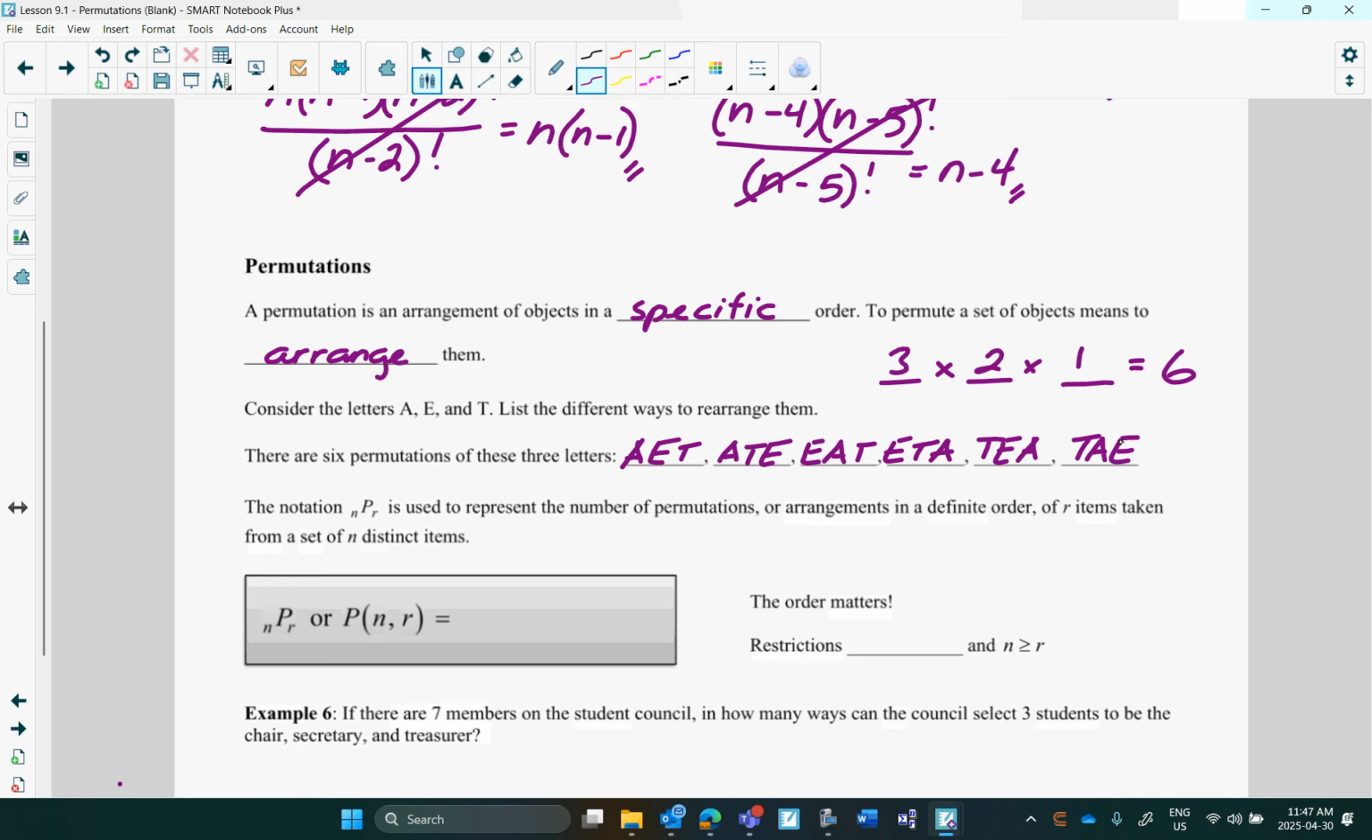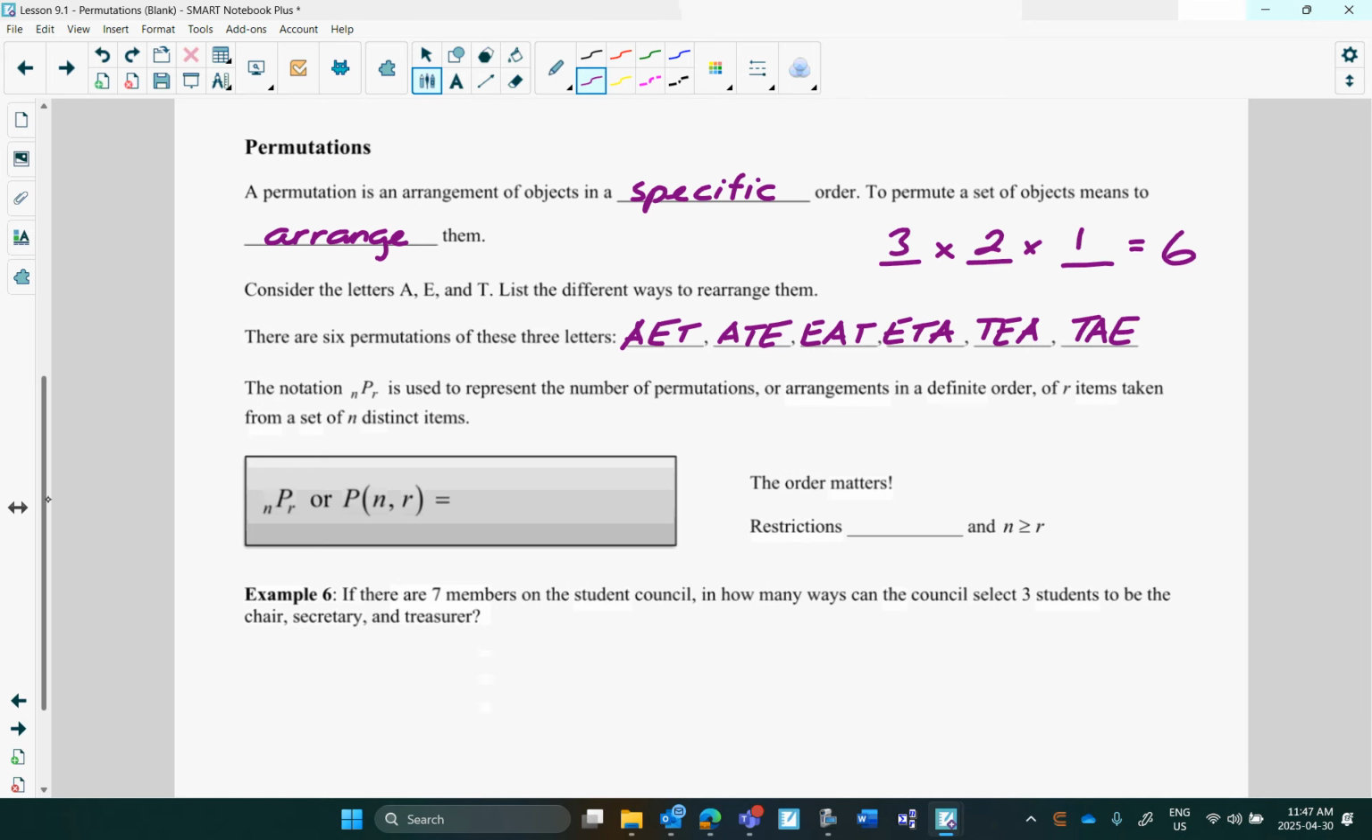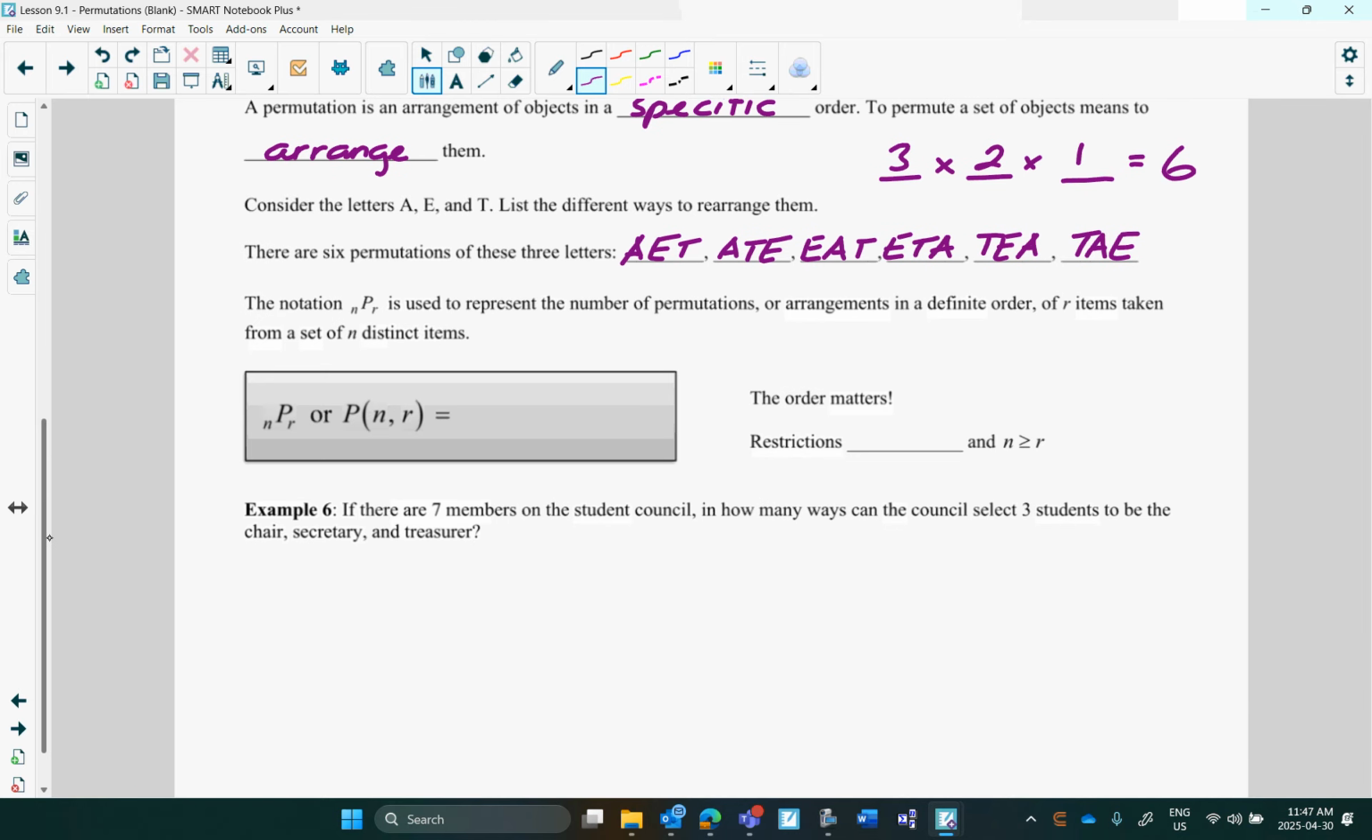Or we can use a permutation formula. In other words, how can I arrange r objects from n? This is a formula you will get on your formula sheet. To do that, we use factorial. We take the total number that we're choosing from, factorial, divided by the total number minus how many we're choosing, factorial.